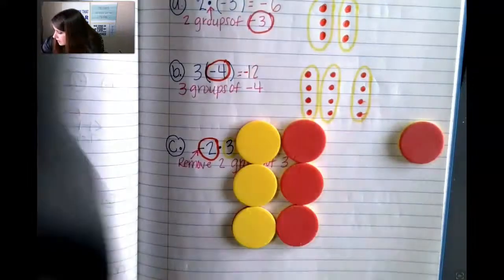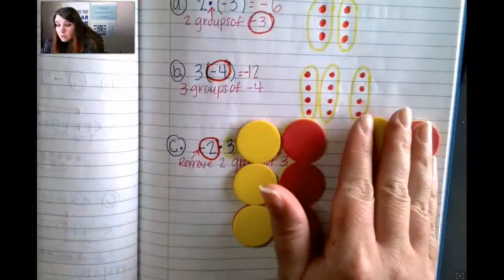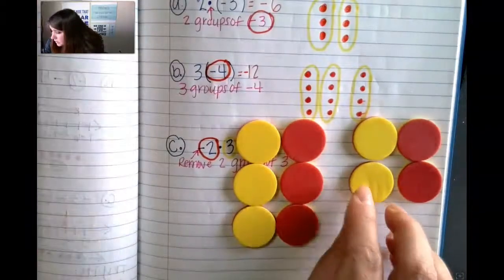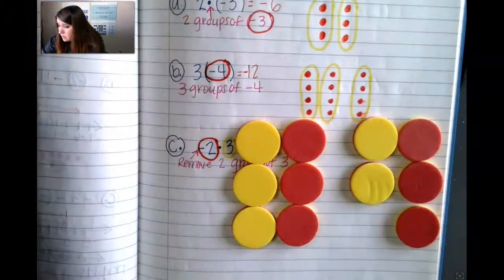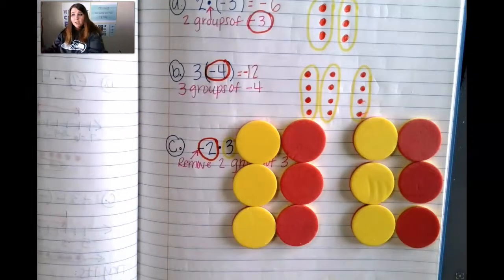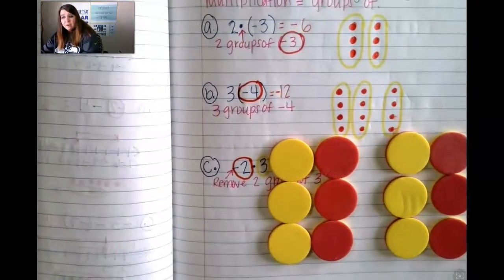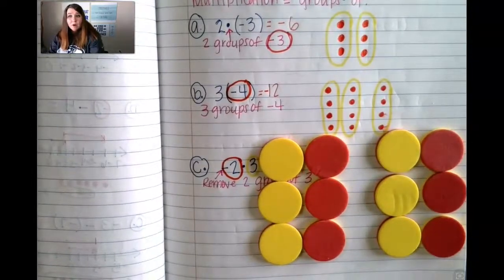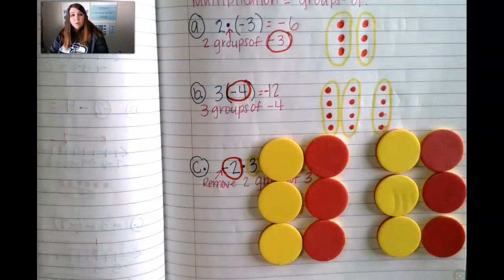And then here is another group of 0 pairs. So here's my other group of 0 pairs. So right now on this board, I have no value. There is nothing here. I mean, I know there's chips, but these chips have 0 value. They don't mean anything. So I only put them here so that I have the opportunity to take something away or remove 2 groups of a +3.